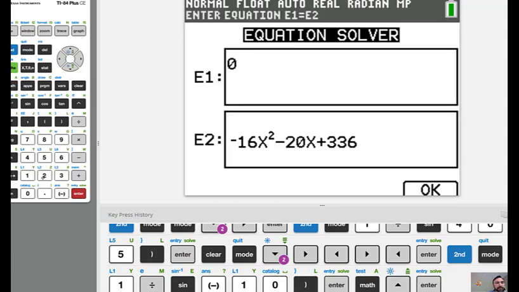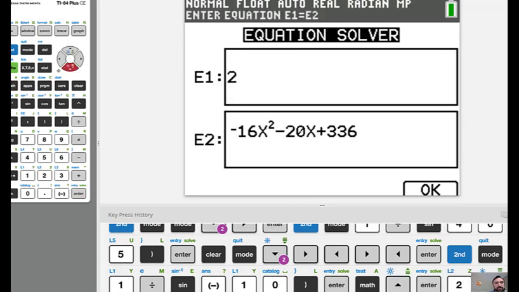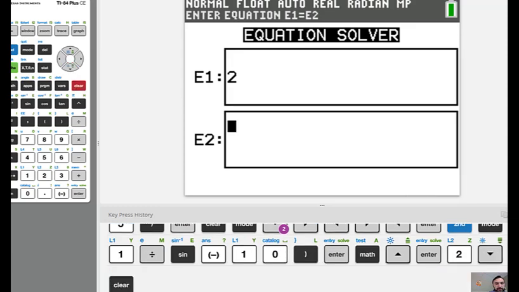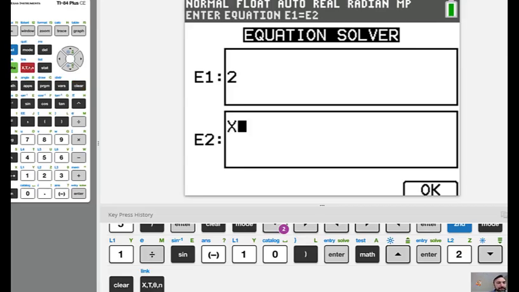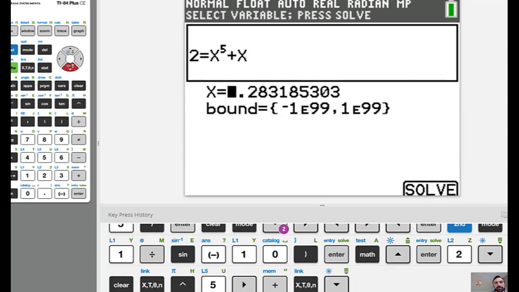That doesn't look like it. One that's very easy to do. So when does 2 equal x to the 5th plus x? Of course, you should only do this when it's not something that's easy to solve.